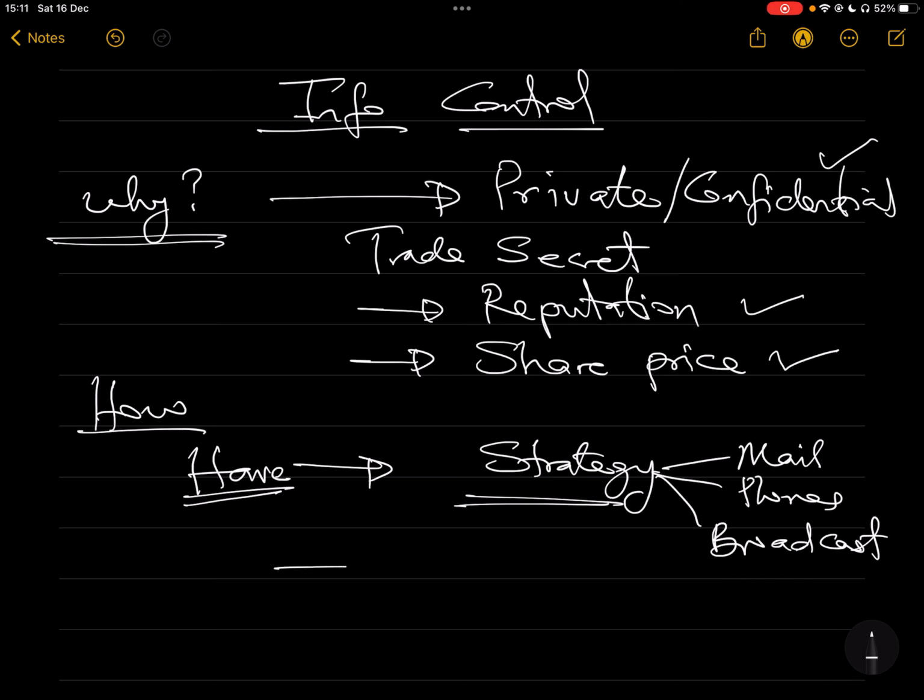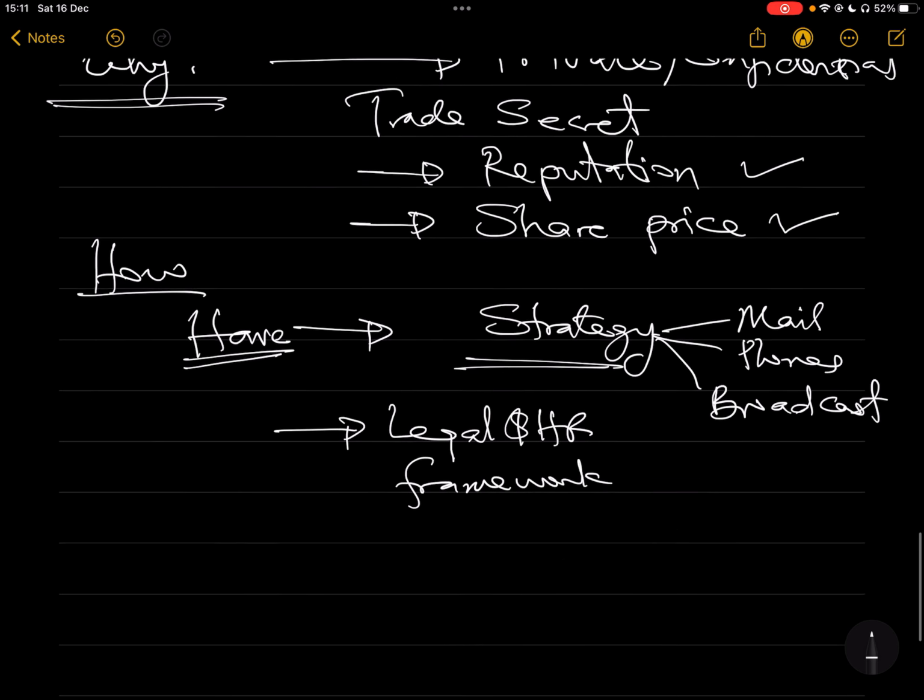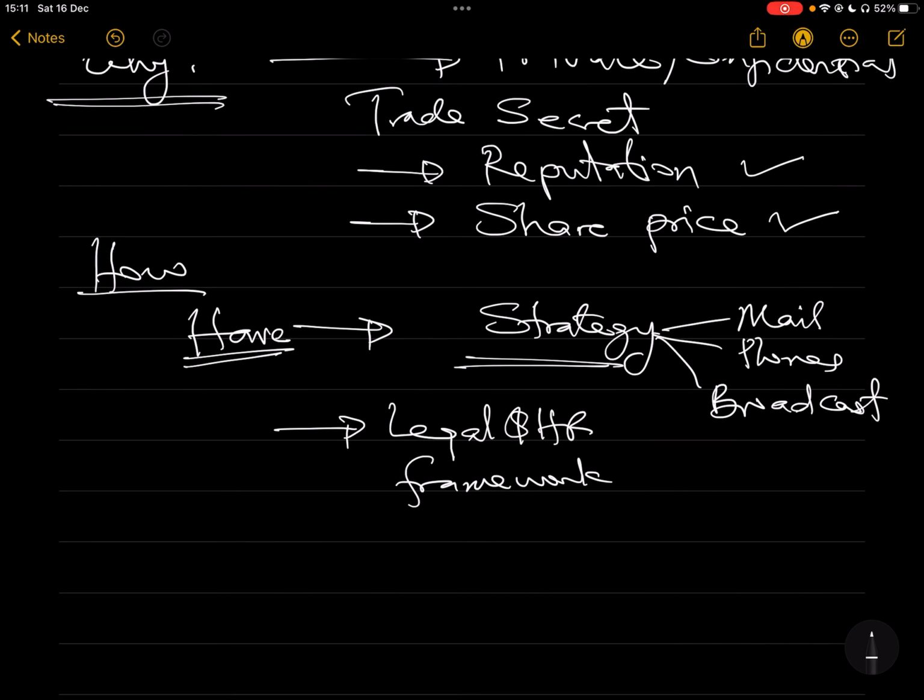And likewise, you must have what we call the legal and HR framework. Very important. When someone is being recruited as a staff member, they must sign a confidentiality agreement in their employee contract. There have to be HR policies in place that stipulate the consequences if you divulge private information. So these are must haves.